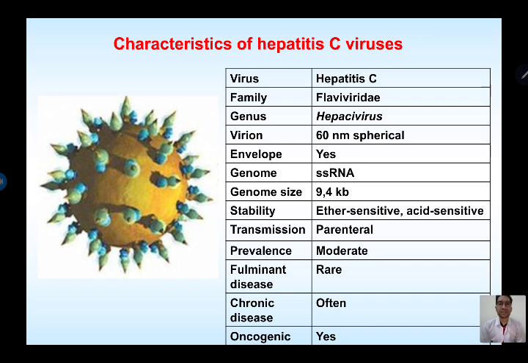Characteristics of hepatitis C virus. The virus family is Flaviviridae, genus Hepacivirus. Virion is 60 nanometers, spherical. Envelope is yes. Genome is RNA. Genome size is 9.4 kb. Stability is acid sensitive. Transmission is parenteral. Prevalence is moderate. Fulminant disease is rare, chronic disease is often, and oncogenic is yes.